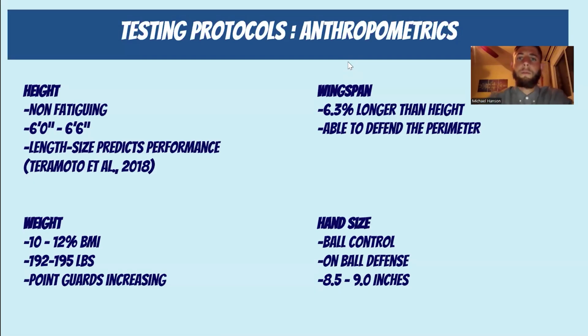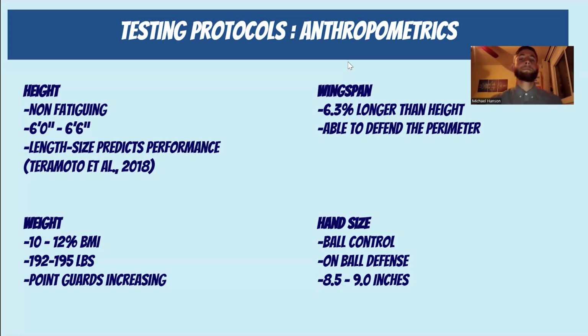So we're going to go with anthropometrics with our first testing. This is going to include height, weight, wingspan, and hand size. All of these are important metrics of being a basketball player. They're expected to be pretty tall. They're going to have a decent amount of weight to be able to defend and stay on their feet while they're defending. Wingspan, we want them to be able to block shots, guard the perimeter, make passes, play good defense. And we want high hand size, which is going to help with ball control and on-ball defense.